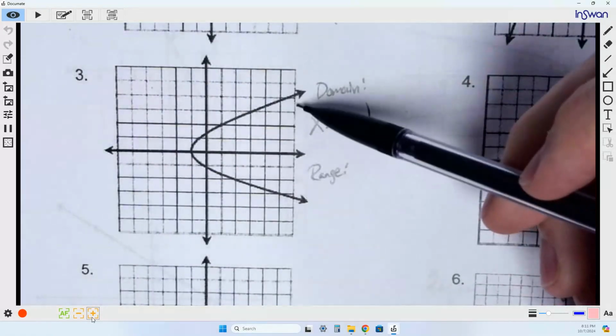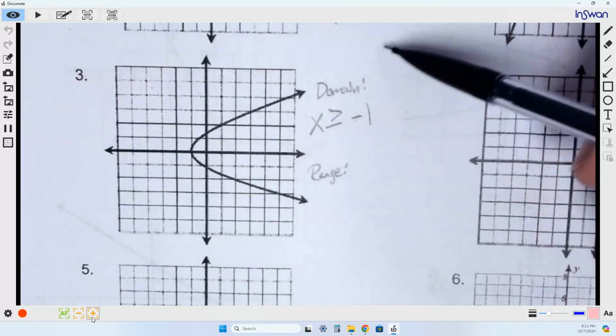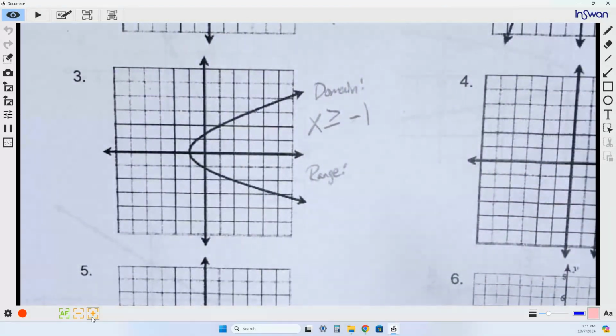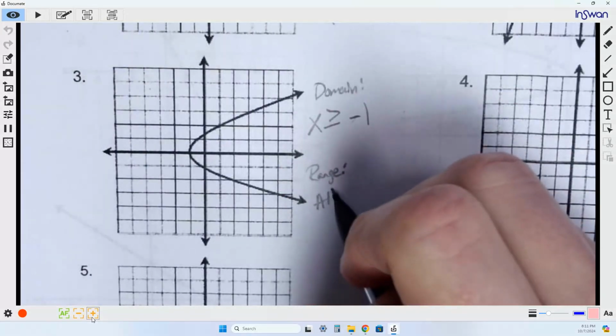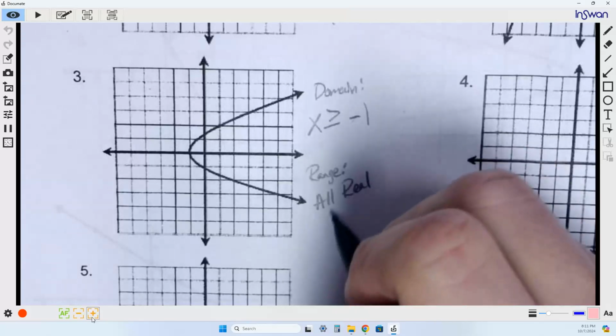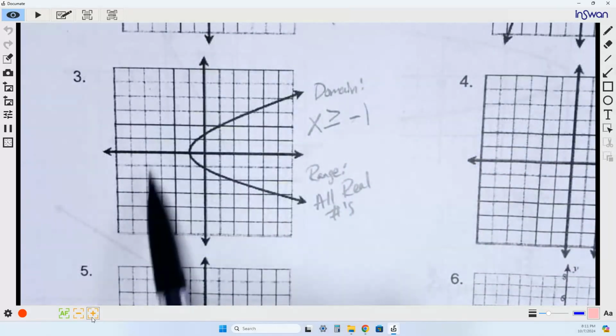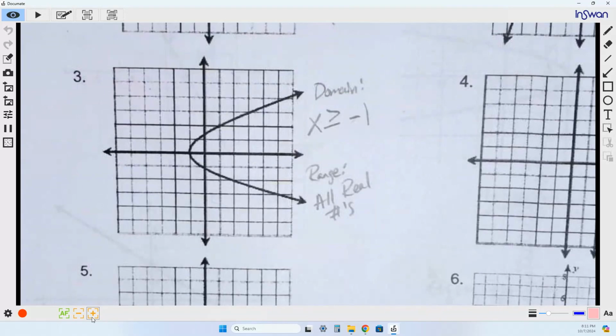My range, I look and, oh, if this were to keep going, it would go that direction, and this would go down forever, so my range is going to be all real numbers. Okay, you're going to start noticing that when I have this parabola, that is what this shape is called, one of your options is going to be all real numbers.